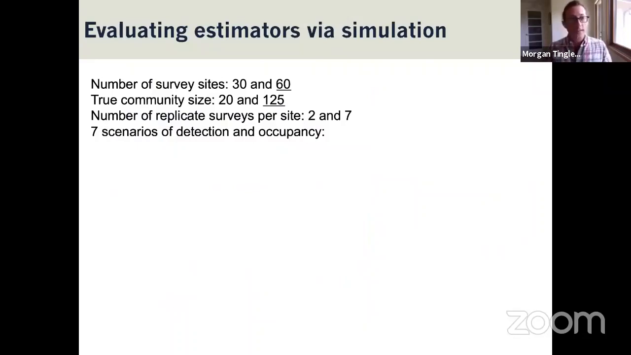First off, we decided that we were going to simulate two scenarios of survey sites, a system where we only had 30 sites to survey and another where we had 60 sites. We also came up with two different true community sizes, one where the true community size or gamma diversity is 20 species, and the other was 125. We then chose two different numbers of replicate surveys per site, 2 versus 7, and then 7 different scenarios of detection and occupancy probabilities.